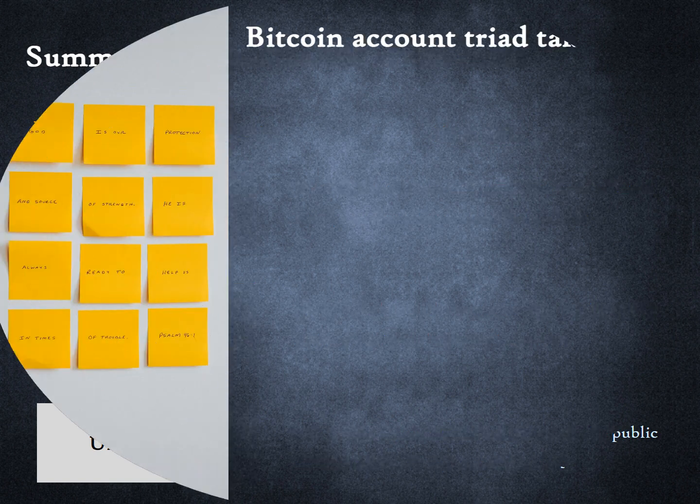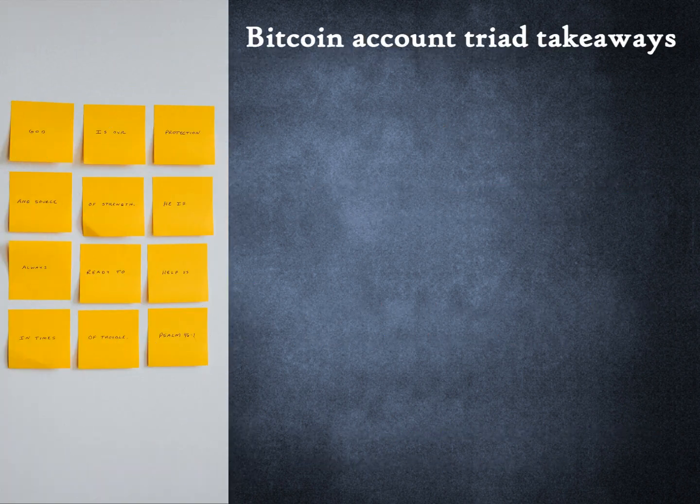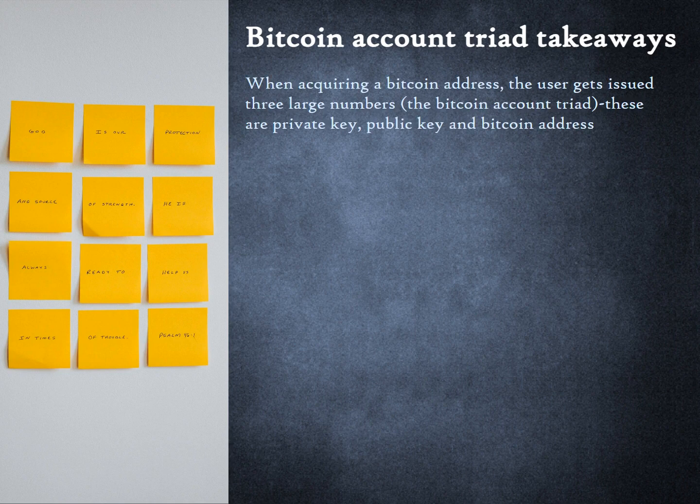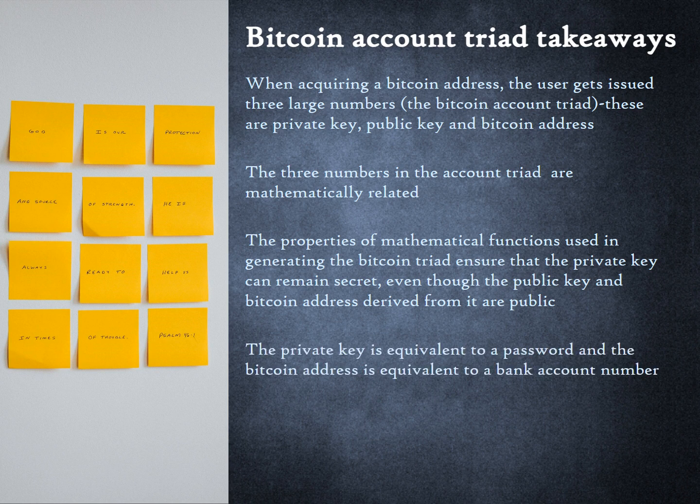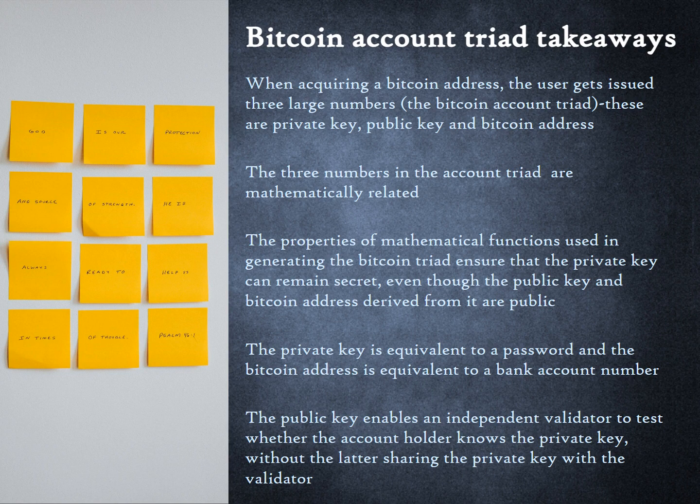Let us summarize the takeaways from this lesson. First, when acquiring a Bitcoin address, the user gets issued 3 large numbers. We can call them the Bitcoin triad. These are private key, public key and Bitcoin address. Second, the 3 numbers are mathematically related. Third, the properties of mathematical functions used in generating the Bitcoin triad ensure that the private key can remain secret, even though the public key and Bitcoin address derived from it are public. Fourth, the private key is equivalent to a password and the Bitcoin address is equivalent to a bank account number. Fifth, the public key enables an independent validator to test whether the account holder knows the private key, without the latter sharing the private key with the validator.